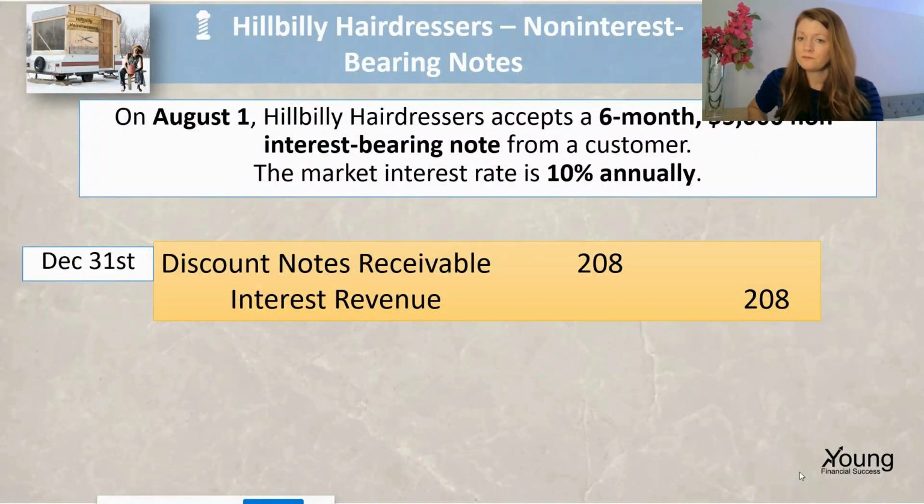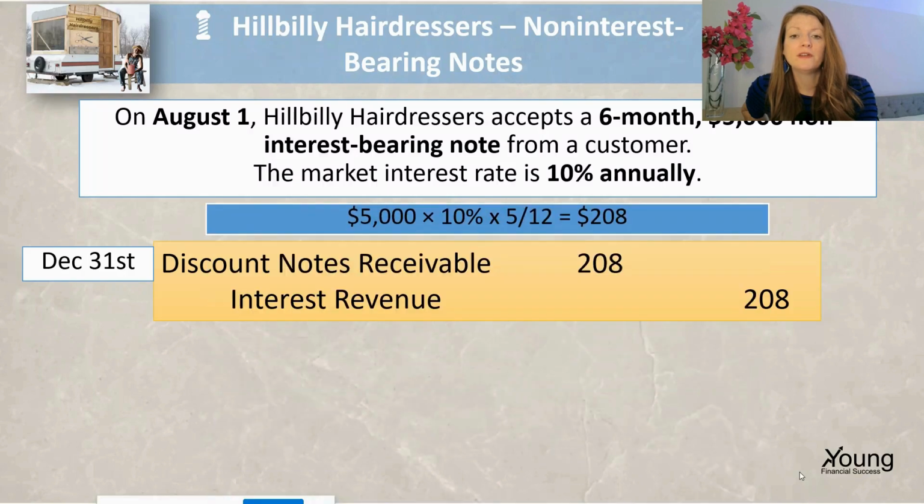All right, so if it's August 1st and they accept that 6 months, then we are going to go ahead and show the discount on notes receivable of $208 for the 5 out of 12 months. So the last one was saying that it was July 1st, they pay it December 31st. If all of this happened, but it was on August 1st, we're only getting 5 out of 12 months in. They're going to take that 5,000 times 10% times 5 out of 12 months, and they're going to show the discount on notes receivable on December 31st of $208.